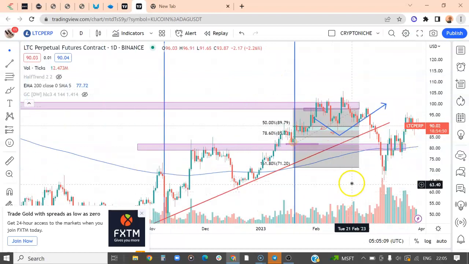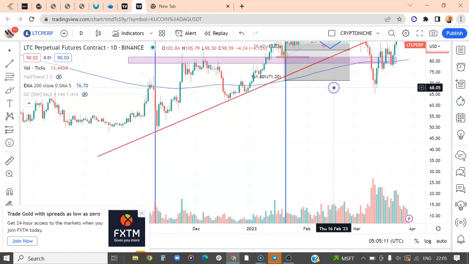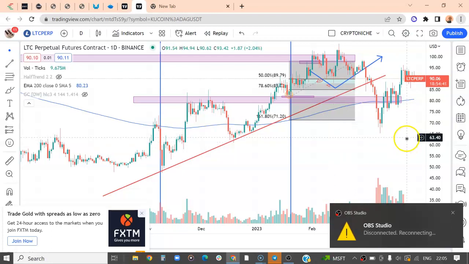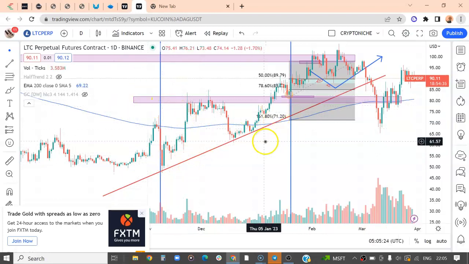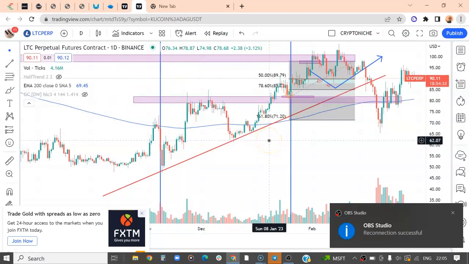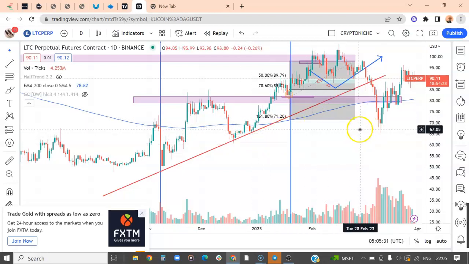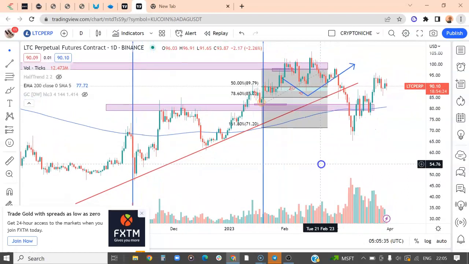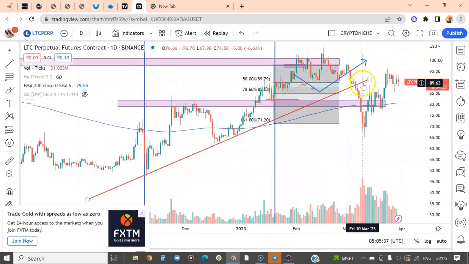If you look at this, Litecoin has been on an uptrend for a while. The last time that we analyzed Litecoin, you can see that based on our trend line on the 1 hour time frame, it has been on an uptrend ever since. The only time that trend was broken was at this point. This is when the trend was broken.